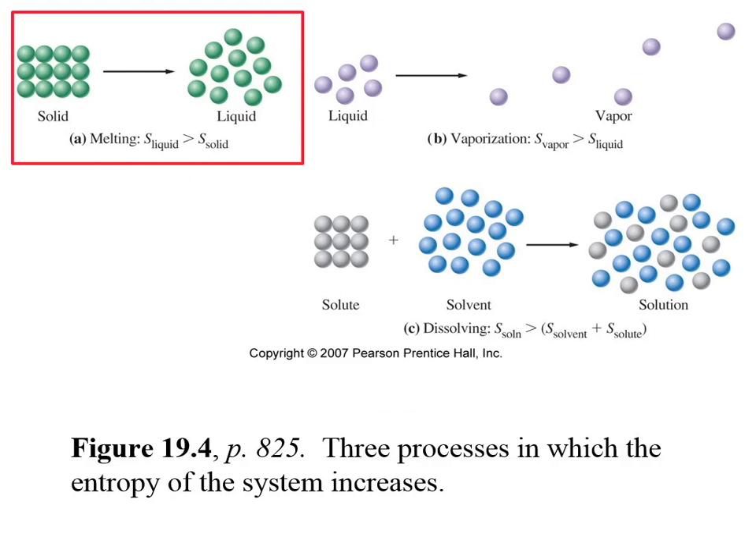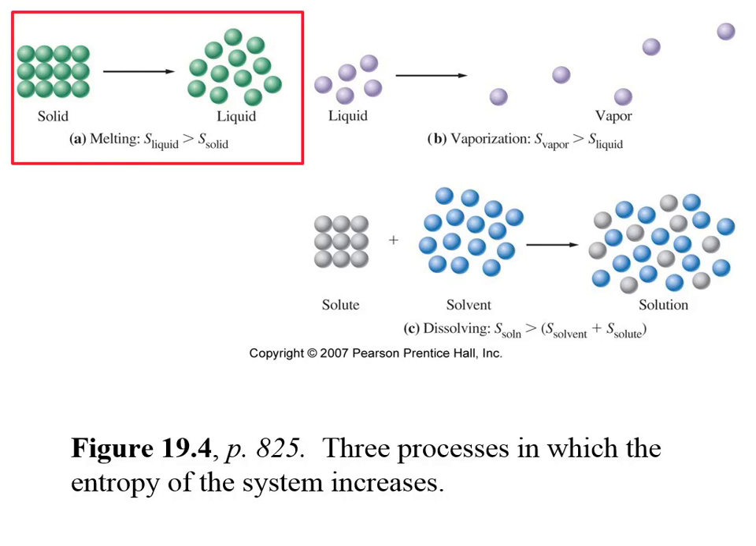So here are some pictures to go along with what we were talking about. We have a phase change. The top two are phase changes. Something goes from a solid to a liquid, increasing entropy. Something goes from a liquid to a gas, increasing entropy. This was where you're dissolving a solid solute into a liquid solvent. These were all nice and ordered here. This is increasing entropy. All these are increasing entropy.